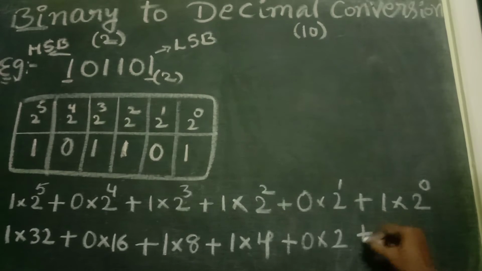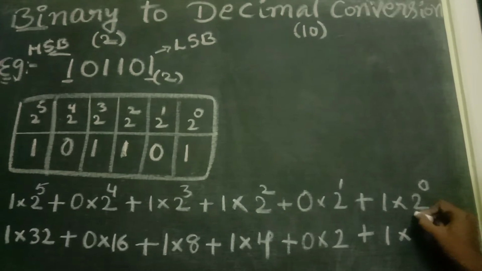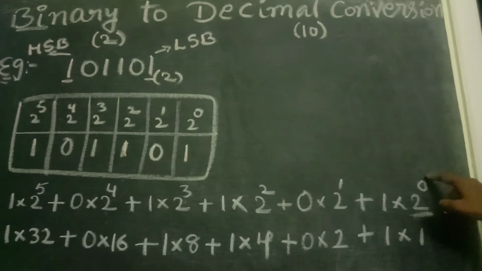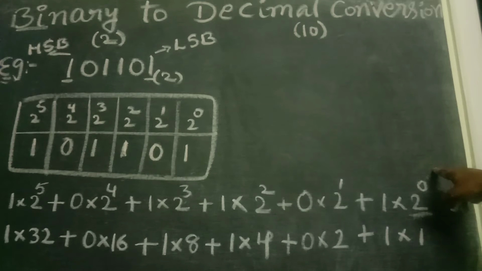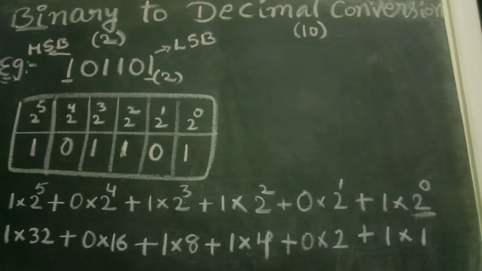Plus 1 into 2 power 0. 2 power 0 means what? 1. Anything power 0 is 1 only. All of you remember this one, ma?